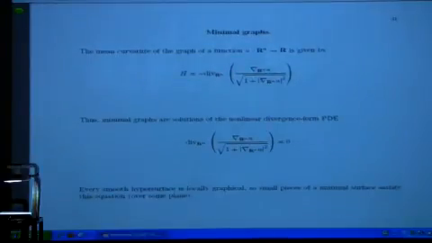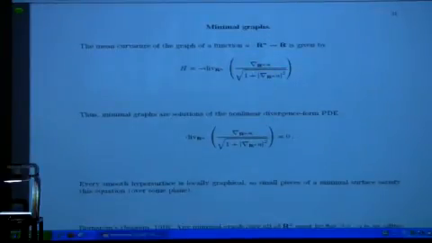Okay, so what does it mean to be a minimal surface? From a PDE point of view, let's suppose that our surface is given as a graph of a function u. The surface lives in R^(n+1), and it's given by the set of points (x, u(x)), where x is in R^n.